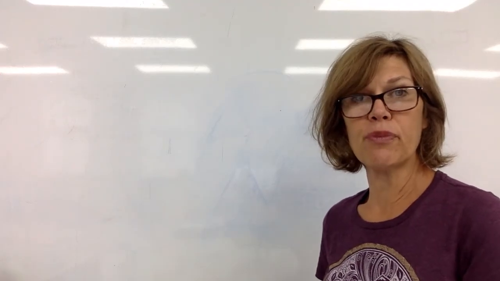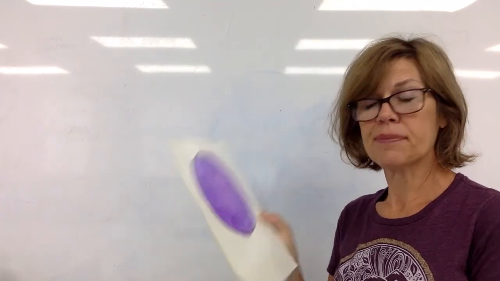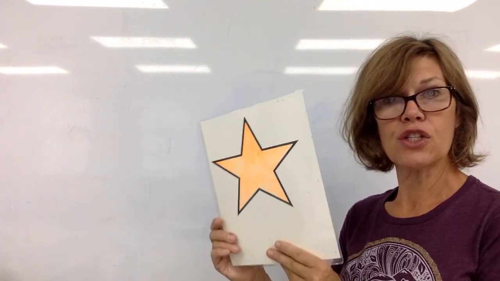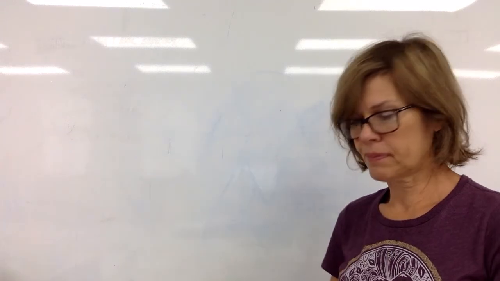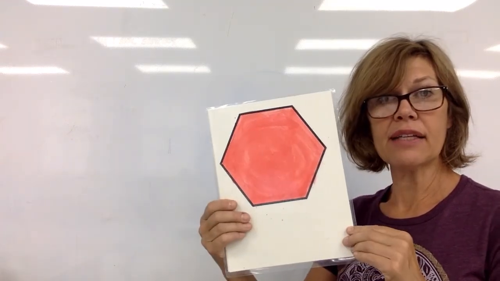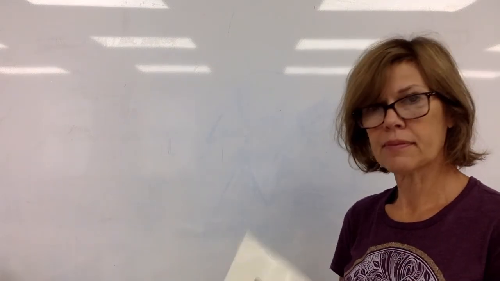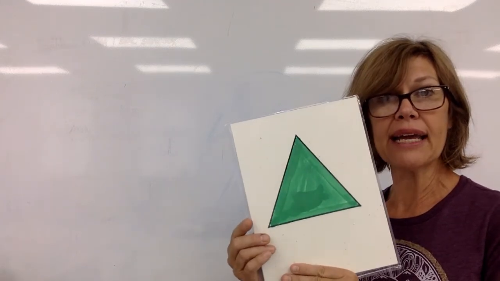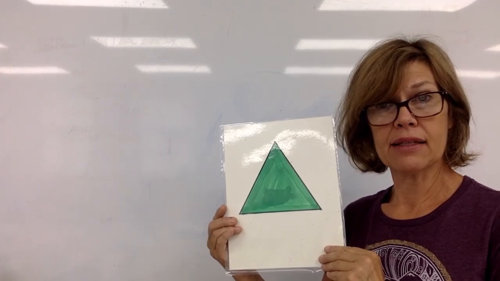Let's review the shapes we've been learning. Ready? Repeat them after me. Circle, heart, rectangle, star, oval, hexagon, diamond, square, and triangle. Triangle is the shape we're going to talk about today.